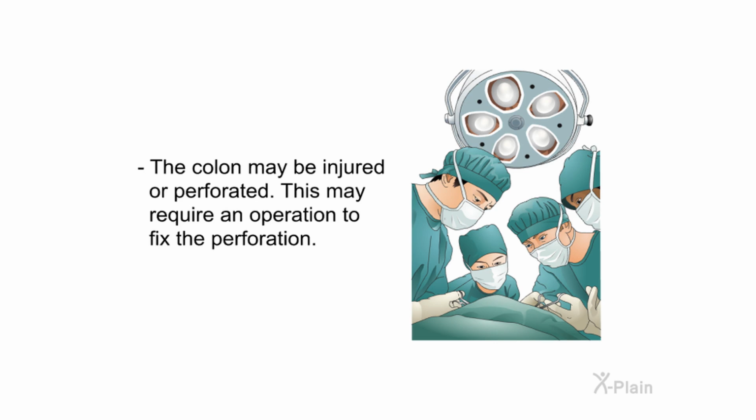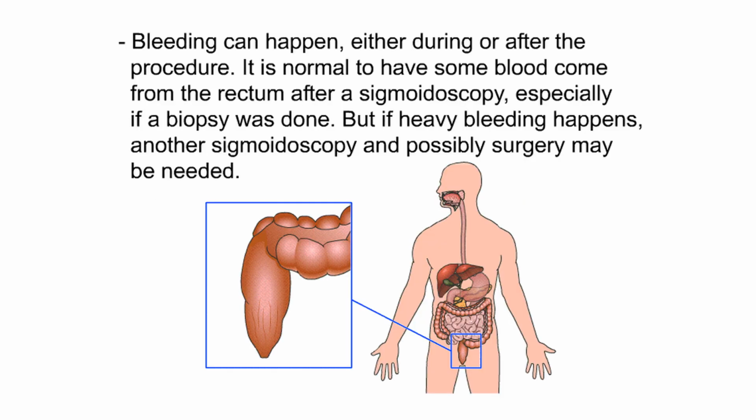The colon may be injured or perforated. This may require an operation to fix the perforation. Bleeding can happen, either during or after the procedure. It is normal to have some blood come from the rectum after a sigmoidoscopy, especially if a biopsy was done. But if heavy bleeding happens, another sigmoidoscopy and possibly surgery may be needed.